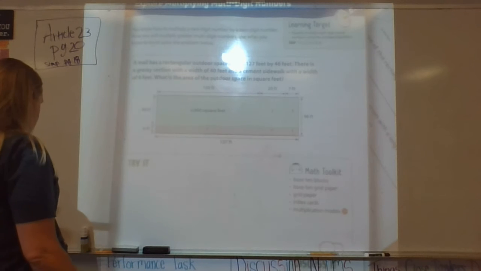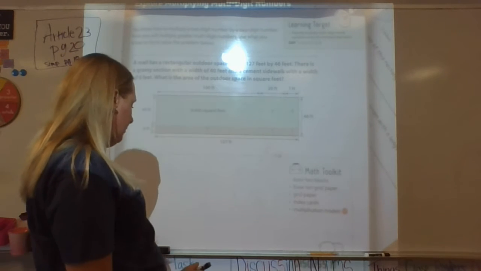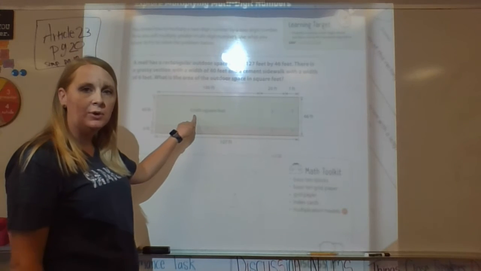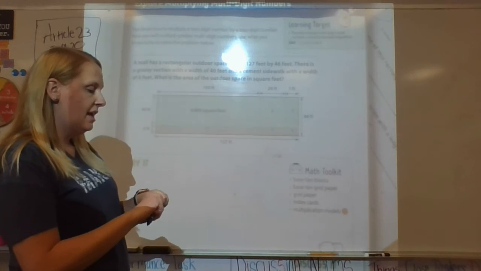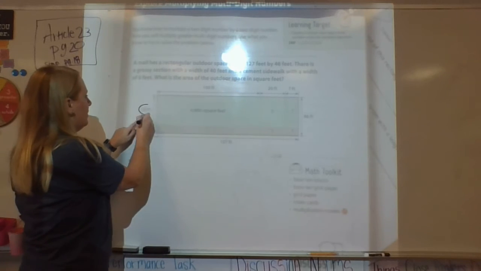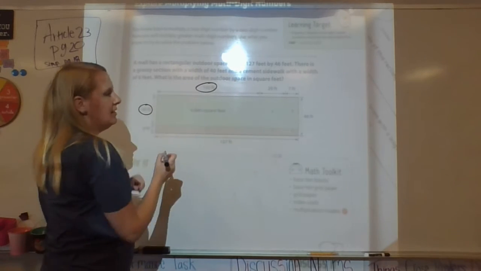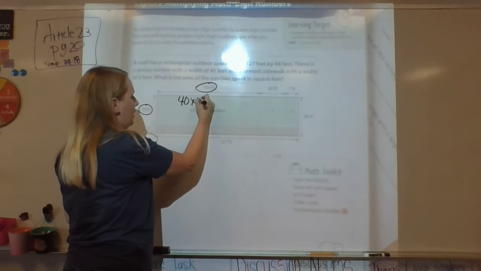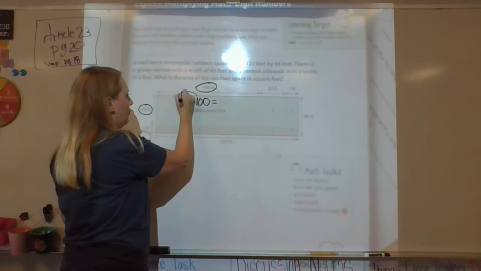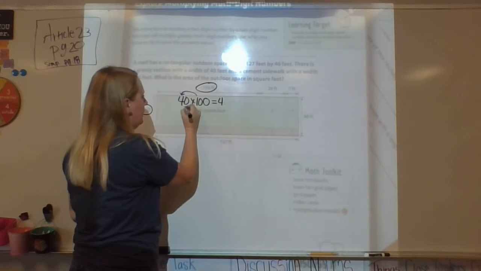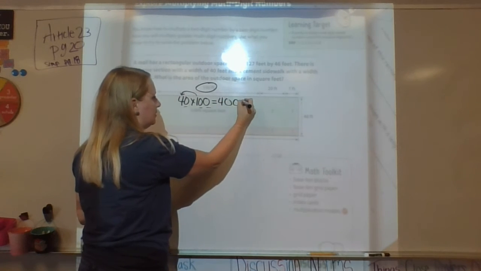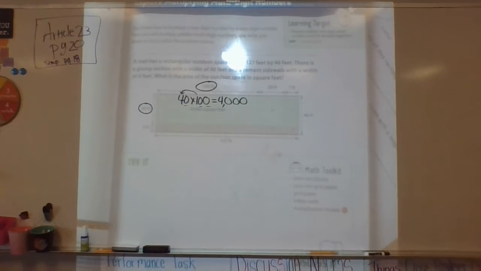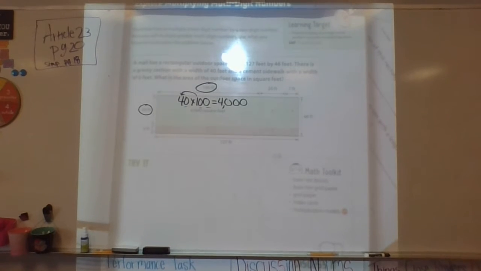Okay, so this looks a little daunting, right? Huge numbers, but they've already figured part of it out for us. They've said that this green area is 4,000 square feet. And the way that they figured that out is they took this 40 feet and times it by this 100 feet. So if we do 40 times 100, we go 4 times 1, and then we attach the zeros. 4,000 square feet. But now we need to figure out how big the rest of the area is, right?